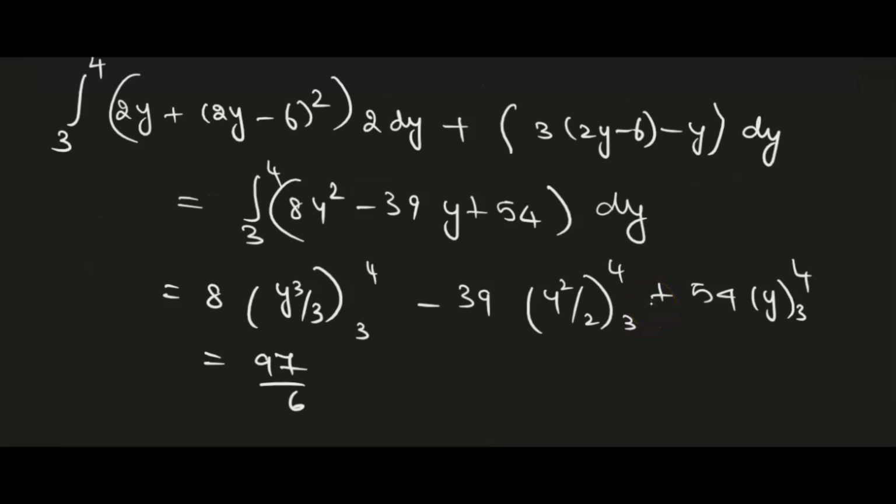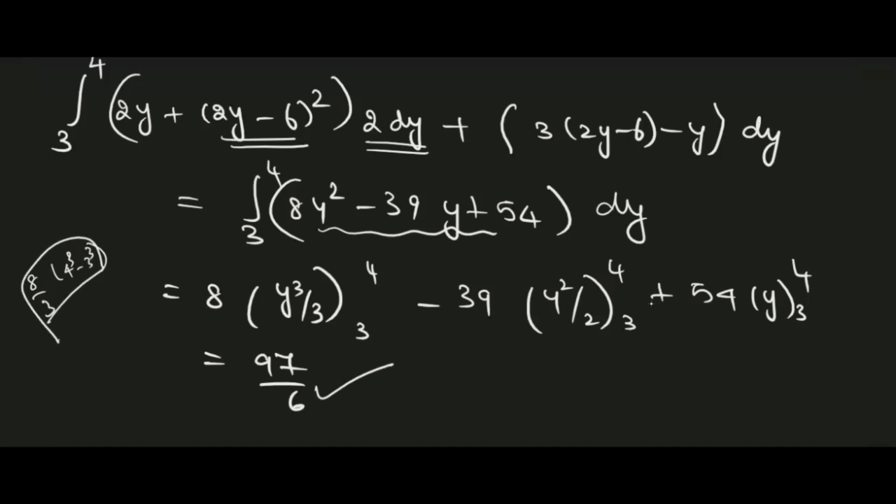Let me write. Wherever x is there, I have replaced it with 2y minus 6. And dx I have replaced with 2 dy. Simplify this carefully, bring it to this format, and do simple integration. Be careful, here you will get both the upper limit and the lower limit. For example, for the first one, it will be 8 by 3 into 4 cube minus 3 cube. Like that you have to simplify and get the final answer as 97 by 6.